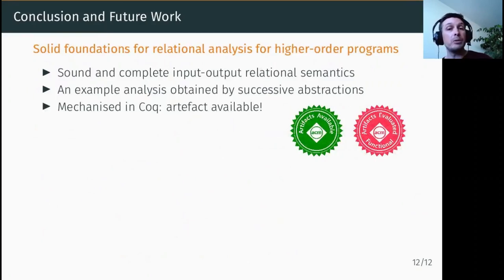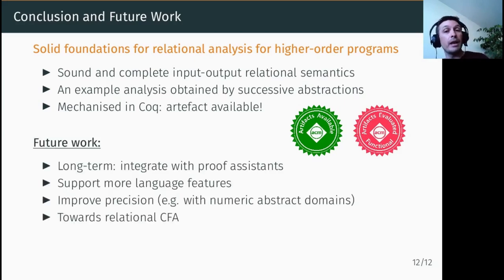To wrap up, we have defined solid foundations for the relational analysis of higher order programs by means of a sound and complete relational semantics for the lambda calculus. We exploited this collecting semantics to design an effective analysis, and we provide an artifact for the Coq formalization of the theoretical development. As a long-term goal, we would like to integrate such an analysis with a proof assistant to reduce the proof effort for the verification of large programs. On the shorter term, we want to support more language features and to increase the precision of the analysis, for example, by exploiting numeric abstract domains. Finally, we are convinced that our denotation semantics can serve as a basis for the future design of novel relational control flow analysis. That's all.